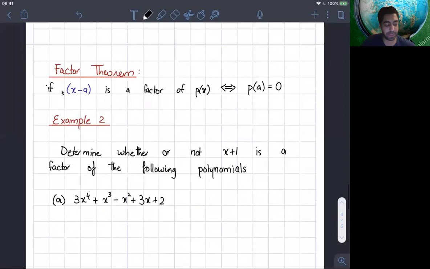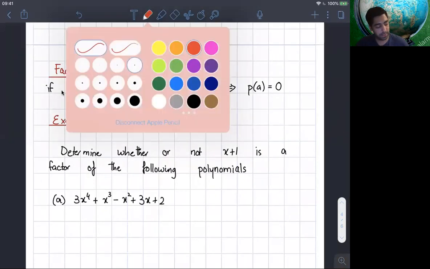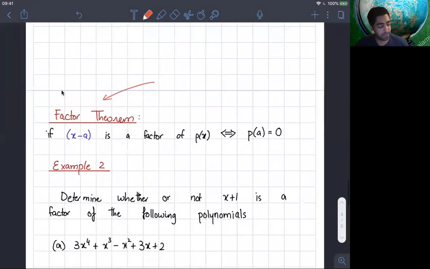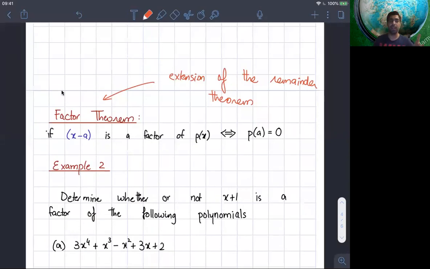All right, so that brings us to the next thing, the factor theorem, which, again, just to put it into simple words, is a sort of extension of the remainder theorem. And what does it say? It says if x minus a, the linear divisor that we're dividing some polynomial by, is a factor of the polynomial, then p of a is going to be equal to 0.